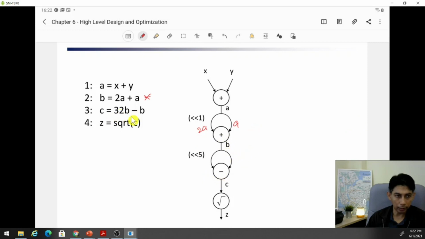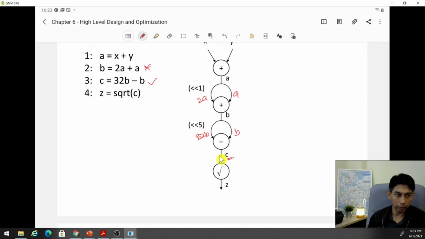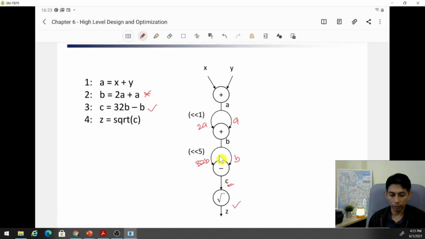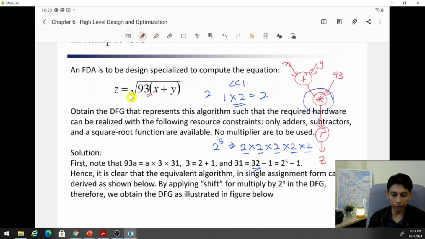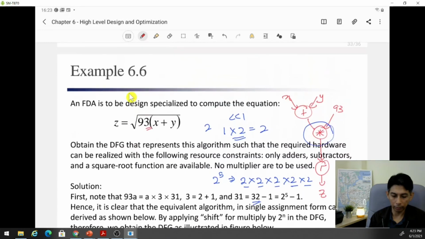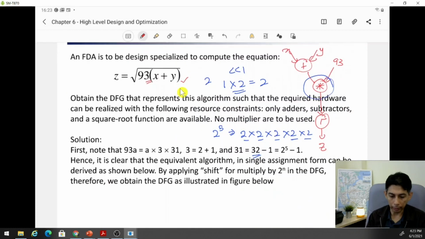And to get C, which is 32B minus B, so to get 32B, if you go this way, you shift B left 5 times, so you can have 32B here, and this is B, so you subtract, and you get C, which is this one, right? So now Z is square root of C, so you can get Z. All right, so in this design, we can see that without a multiplier, we can actually design the circuit by manipulating the algorithm. So we still can implement this function in hardware. Okay, so that is example 6.6.